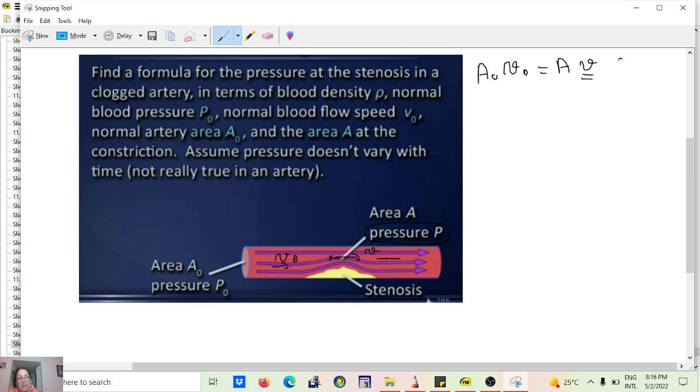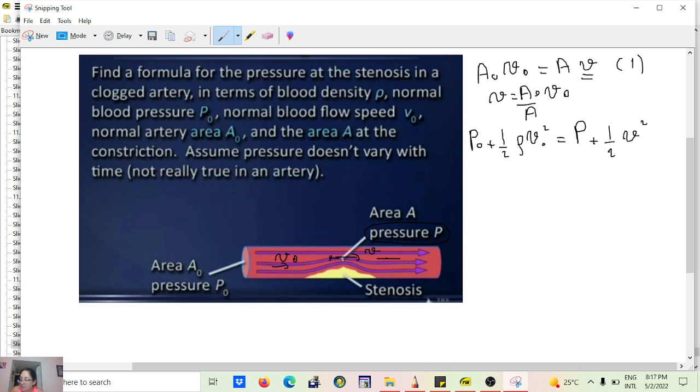And then you have the Bernoulli equation, which says that here you're going to have P0 plus 1/2 rho V0 squared. So that will be your kinetic energy. And here you have P plus 1/2 rho V squared. But you don't want V. You're going to get rid of V using that equation here, V equals A0 over A times V0, right?